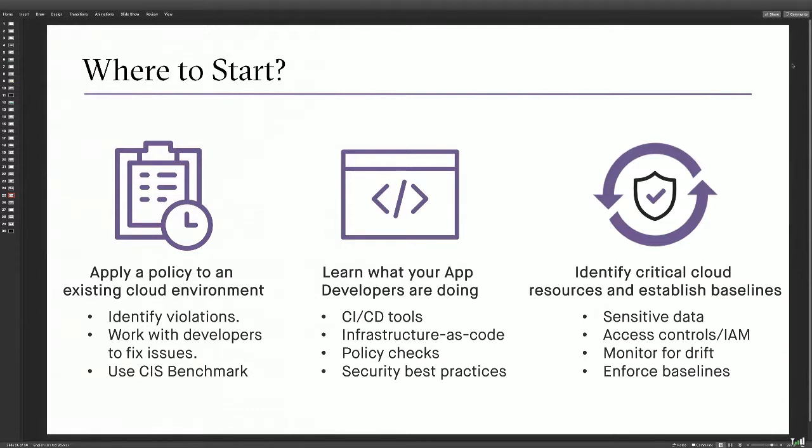So identify the violations, work with developers to fix the issues, and use CIS Benchmark. CIS Benchmark is a great starting place. If you're not familiar with it, it's a collection of best practices. We've implemented it as policy as code. Others have too, so that you can just quickly check and see, are you doing cloud the way that AWS or Microsoft recommend? There are benchmarks for Azure as well.